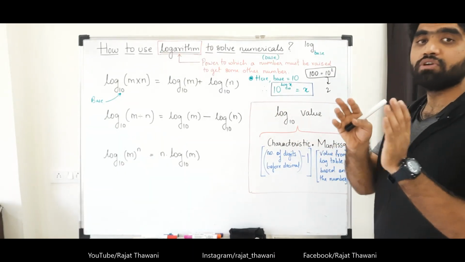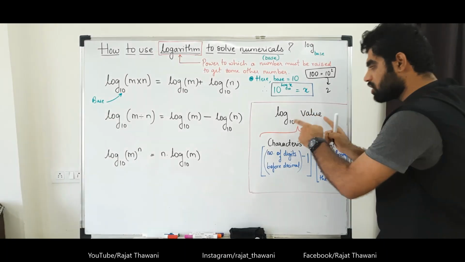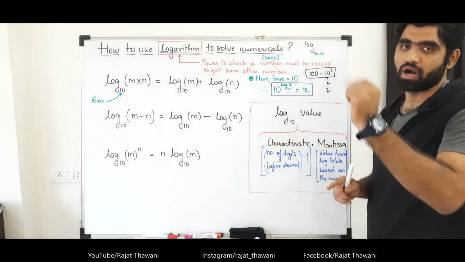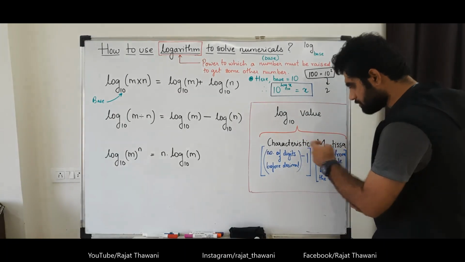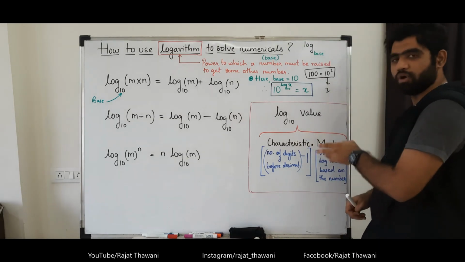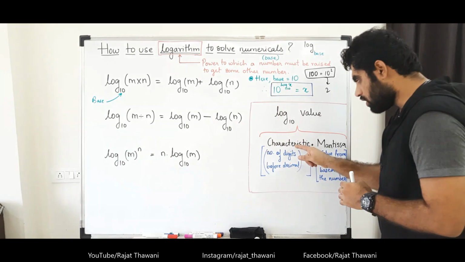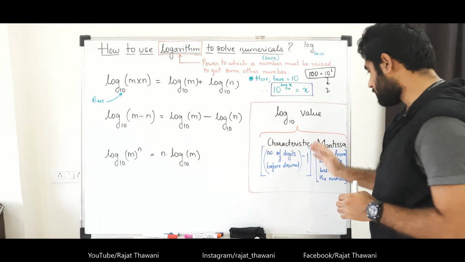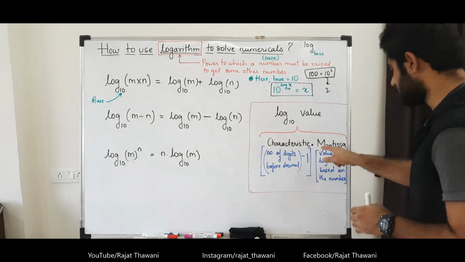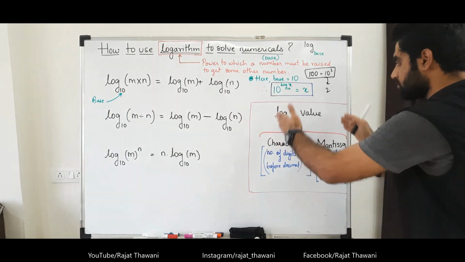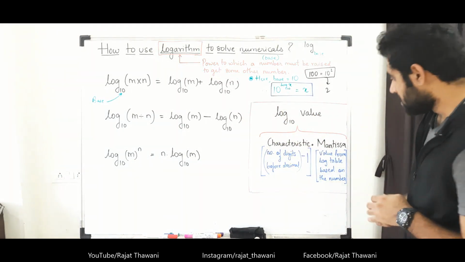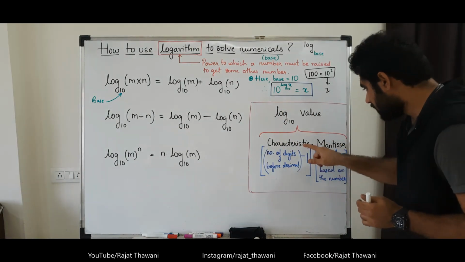How do we find the log value? A log value contains two parts: one part before the decimal point and one part after it. The part before the decimal is called the characteristic, and the part after the decimal point is called the mantissa. Together they form the log value of a specific number. Now, characteristic.